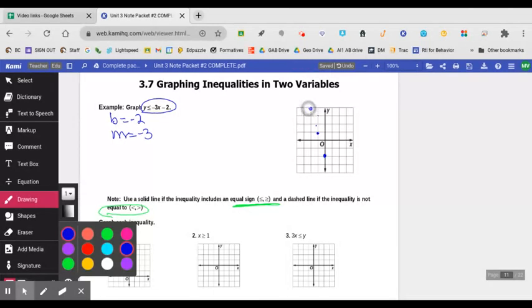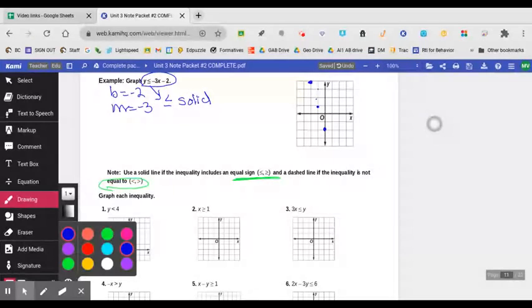left 1. And now I look at the inequality and I see that it's less than or equal to, so that's a solid line. And then I'm going to connect those with a solid line.